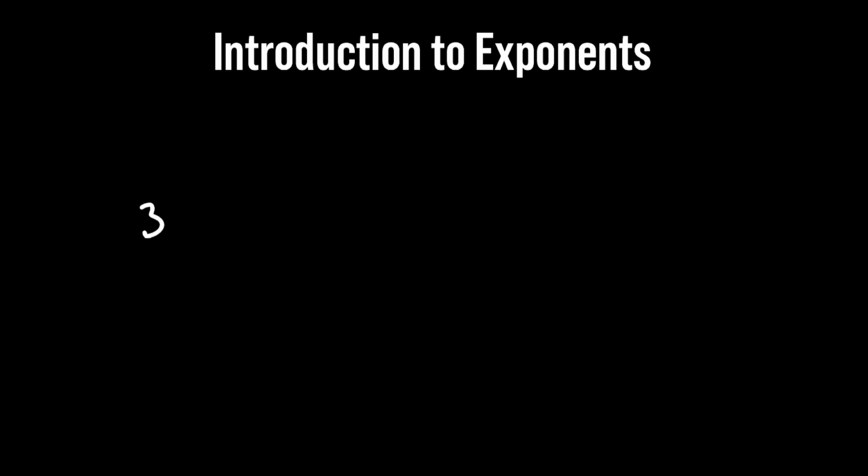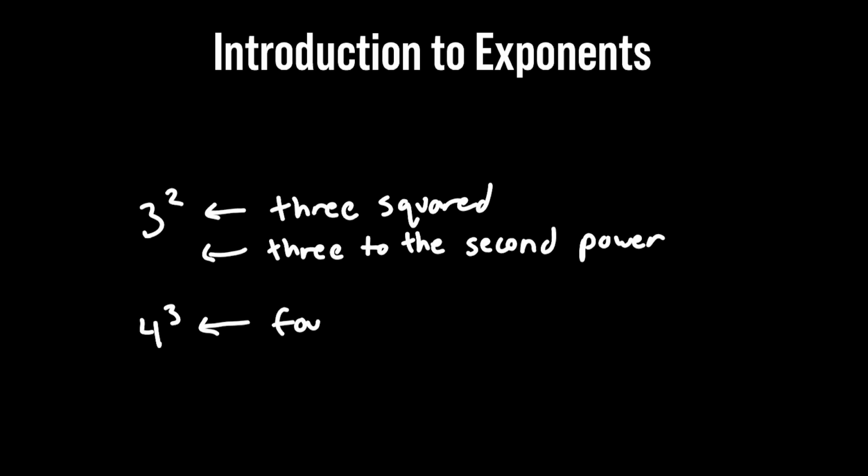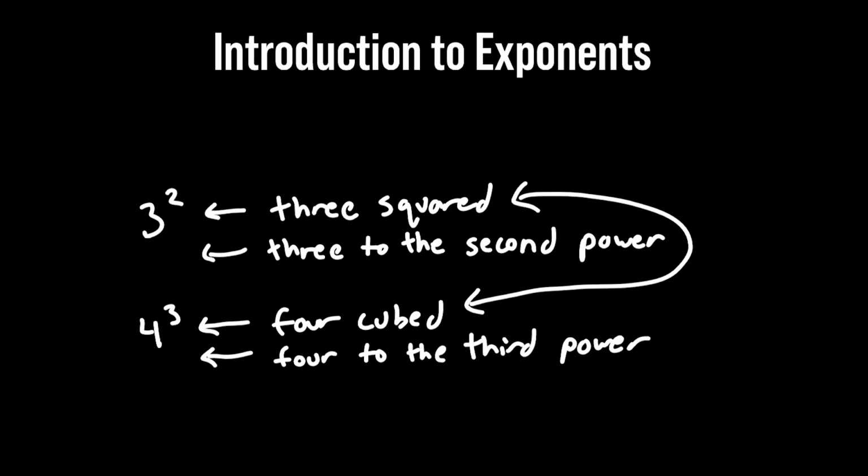Now let's take 3 to the second power. You can say that this is 3 squared, or you can say that is 3 to the second power. This is the same thing. Now let's take 4 to the third power. You could actually say it's 4 cubed. Or you could say it's 4 to the third power. So these are the two exceptions.